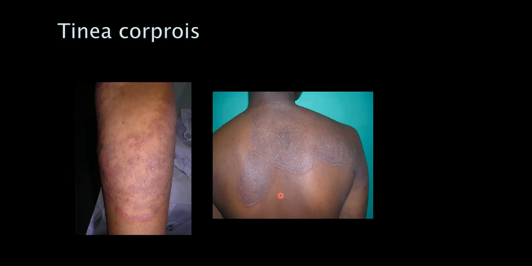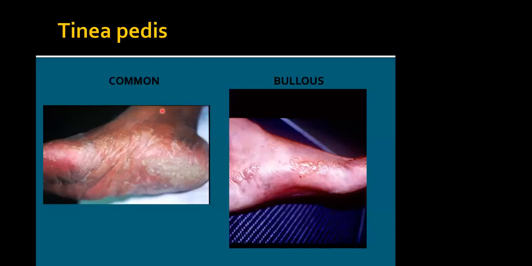So with extensive tinea, patients can present with erythroderma. And then we go on to tinea cruris, which is the dermatophyte infection of the groin. There is the scaling, mainly the scales at the bottom in this particular patient. And then going on to tinea pedis, which is a dermatophyte infection of the foot.